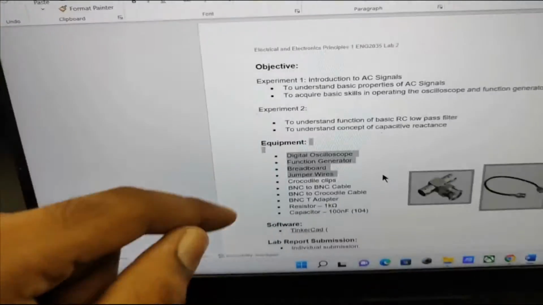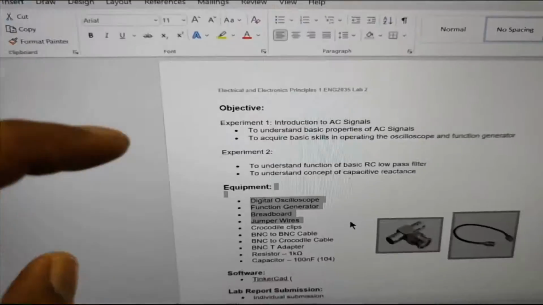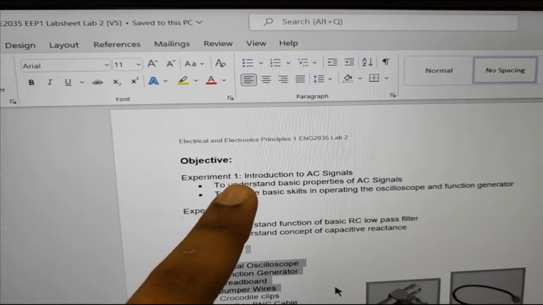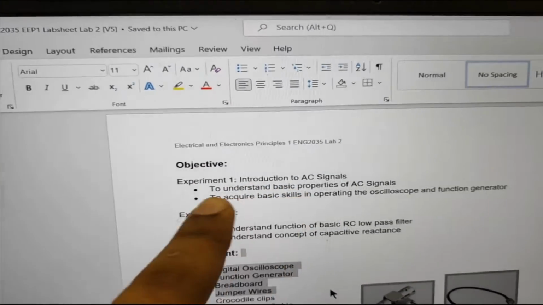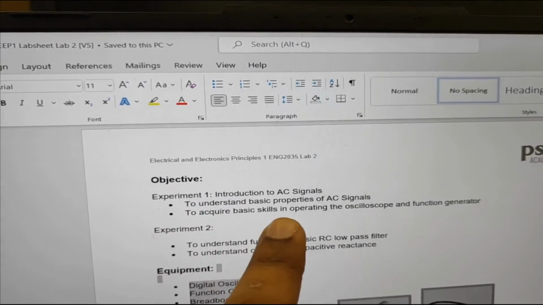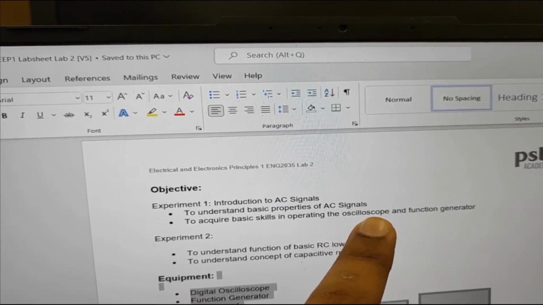This time we don't have paper, so this time we have only our laptop, a new ebook. Okay, so the objective of experiment 1, introduction to AC signal, is to understand basic properties of AC signal, and you acquire basic skills in operating oscilloscopes and function generator.